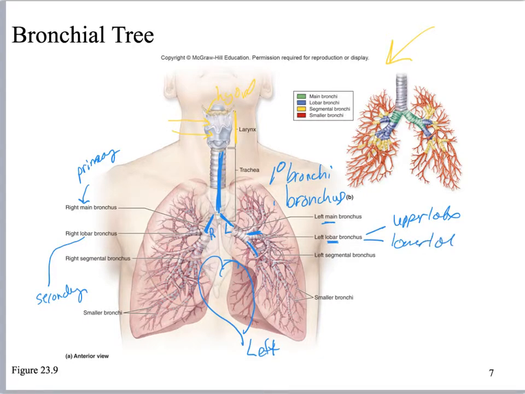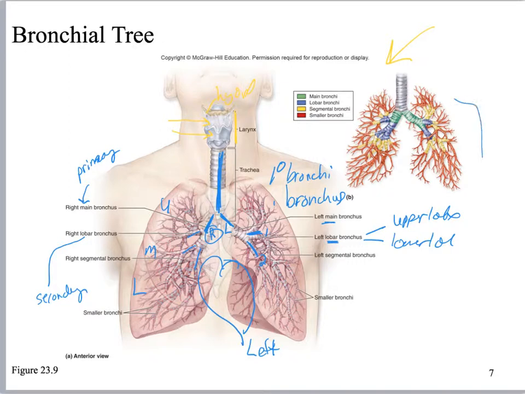All right, so on the left, I have 1, 2 secondary bronchi, okay? Over here, I have 1, 2, 3, because on the right, I have an upper, middle, and lower lobe, okay? Now, all of these bronchi keep getting smaller and smaller until we start calling them bronchioles. And then the bronchioles continue to get smaller and smaller until we call them alveolar ducts. Now we're in the respiratory zone.